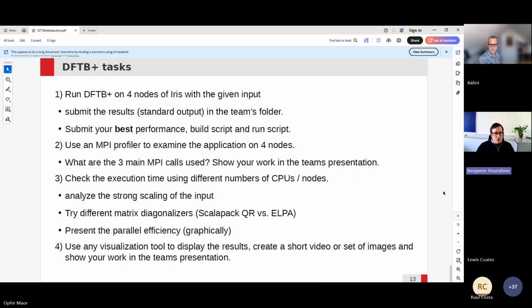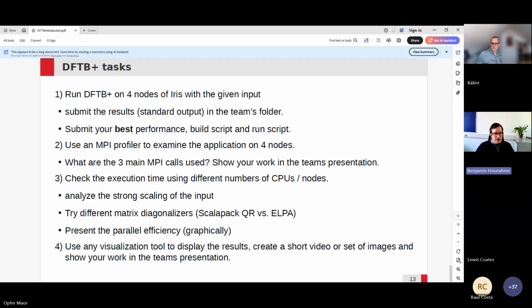Okay, right. So there are more details about this on the Confluence page for the DFTB challenge. And there's also the input files and some guidance about libraries and compiling for the clusters on this one. So if you've not looked at this already, have a look at the Confluence page for more details. But the idea here is to use DFTB Plus on 4 nodes of the Iris cluster with a set of input, which is set up for this silicon carbide system Bálint was talking about a little bit earlier on.